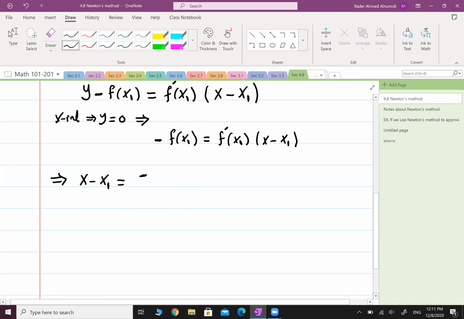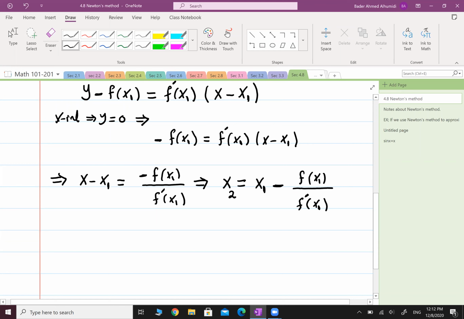So what do we have? It will be minus f of x1 divided by f prime of x1. And finally, I can find x to be equal to x1 minus, I can write it this way, f of x1 divided by f prime of x1. Notice what we did: we found the x-intercept. Now the x-intercept will be called x2. Set x2 to be x1 minus f of x1 over f prime of x1.